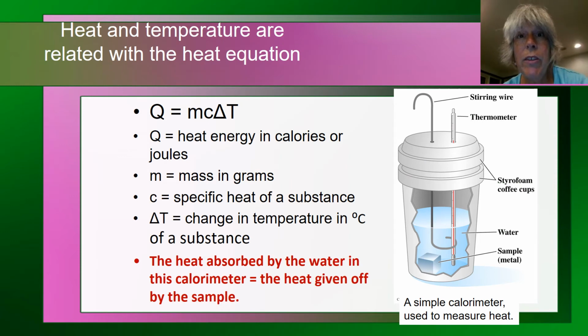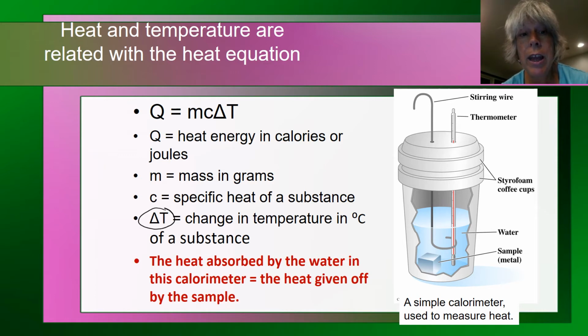So here's the equation that I was telling you about. It relates temperature and mass to heat. The equation is Q equals mc delta T. Q stands for the heat energy. That's going to be measured in calories or joules. M is the mass of the substance in grams. C is something called specific heat, which I'll explain in a moment. And delta T stands for the change in temperature.